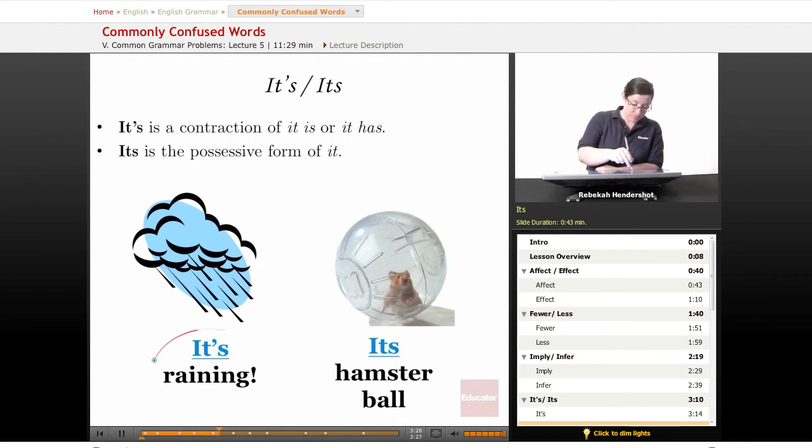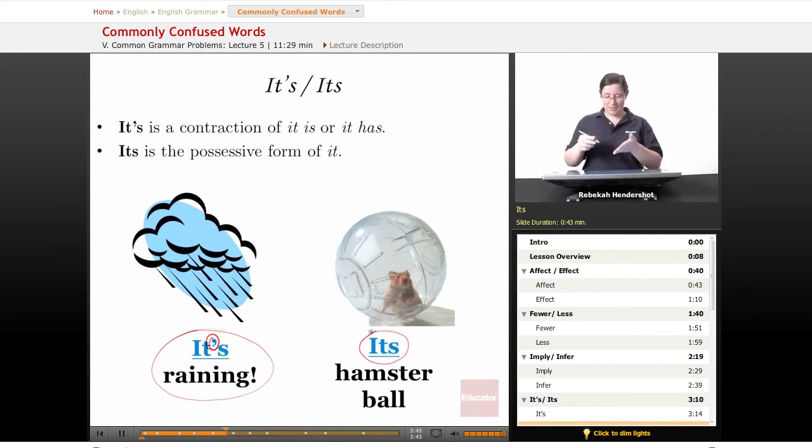Remember the sentence, it's raining. See this apostrophe right here? Think of it as a raindrop. You always use the contraction form to say it's raining because it's short for it is raining. Now, how do you remember the possessive form that has no raindrop, no apostrophe? Think of a hamster in its hamster ball. If it's inside its hamster ball, water can't get in. There is no rain inside a hamster ball. So, the hamster in its hamster ball has no raindrops. So remember, the apostrophe is a raindrop. It's raining.